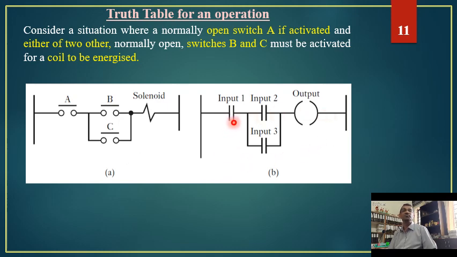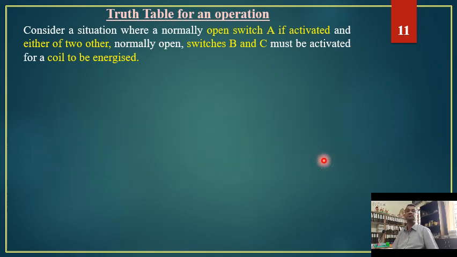So input 1, input 2, input 3 and the output. Now we have to write a ladder diagram for the operation of this one, telling very clearly that when the signal is given to input 1 and any one of the two, input 2 or input 3, the coil must be energized. Let us see the truth table.